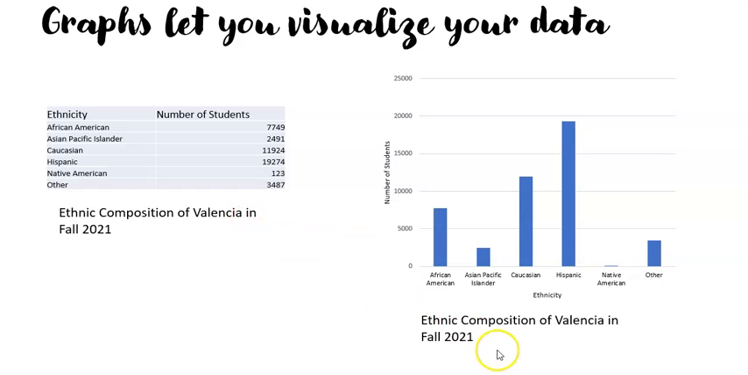Both the table and the bar graph show the same information, but isn't it easier to see the relationship of the different ethnic groups in the bar graph? Bar graphs help you visualize data and compare categories quickly.